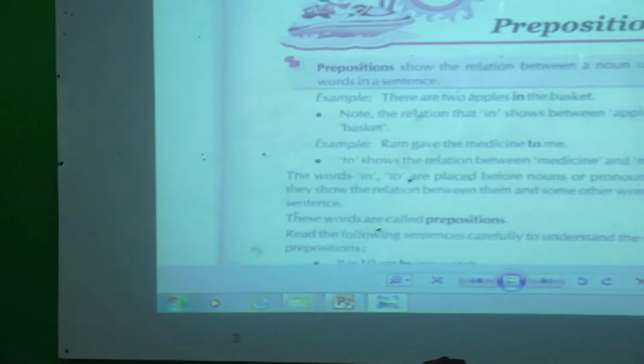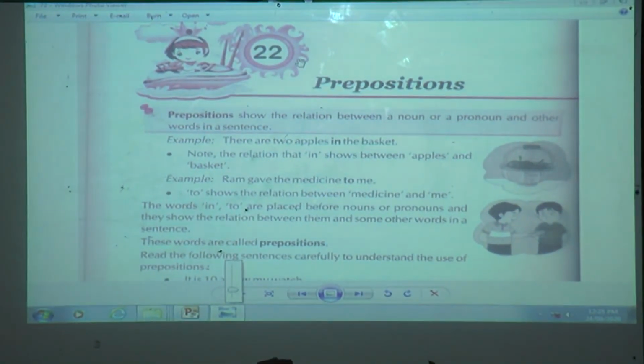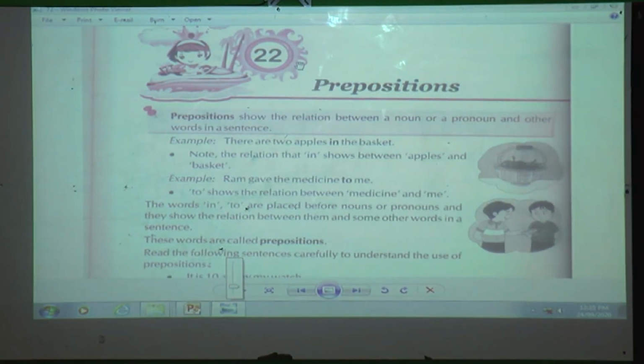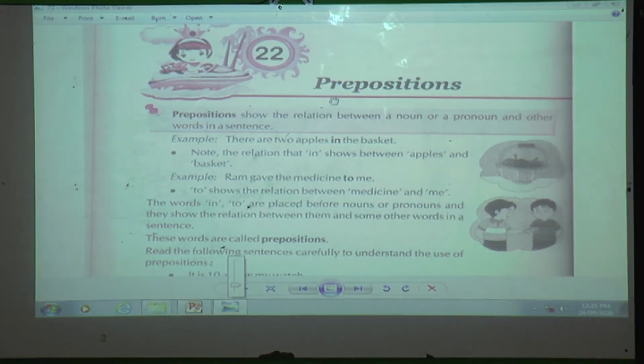Today we are going to start with a new lesson, that is lesson number 22, preposition. Okay, so you have to take out your Fun with Grammar book, lesson number 22. Now, have you opened your grammar book, students? Okay, we are on page 72, lesson number 22, that is preposition. Page number 72, lesson number 22. Preposition. Now, what is a preposition?